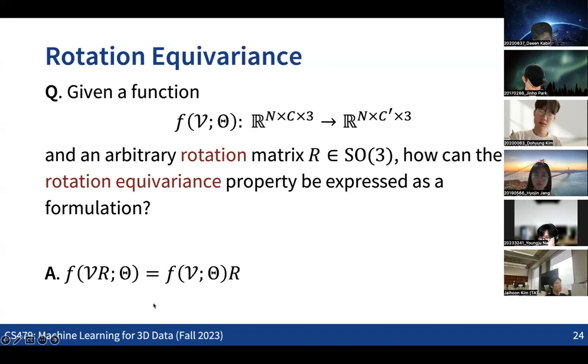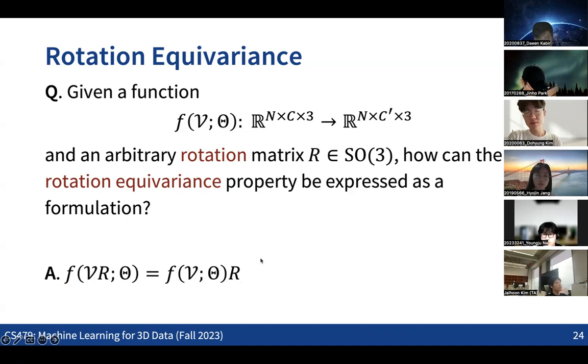Then what we can see is that applying the rotation matrix to the input point cloud is multiplying on the right-hand side, right? So when you apply the rotation matrix to the input point cloud, this should be the same as first feeding the input to the neural net and then multiplying the rotation matrix on the right-hand side. That's what we want as the rotation equivariance.